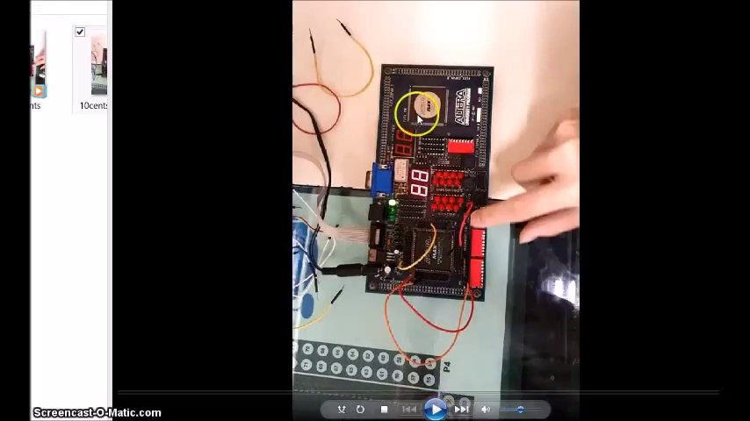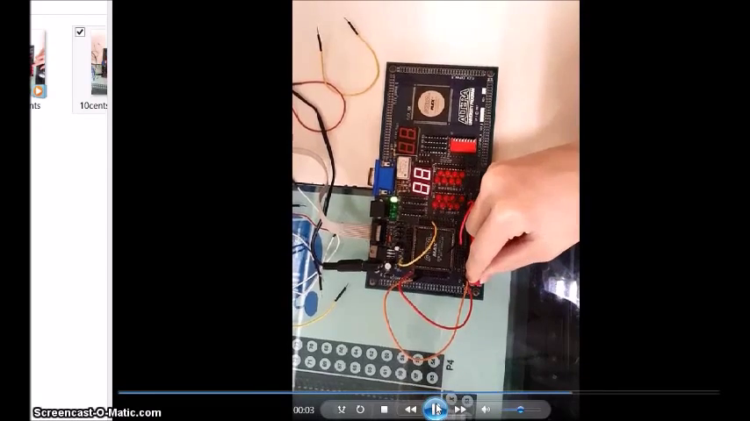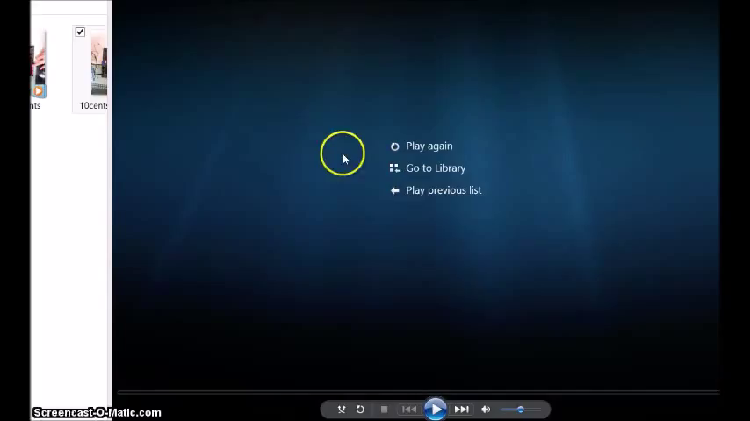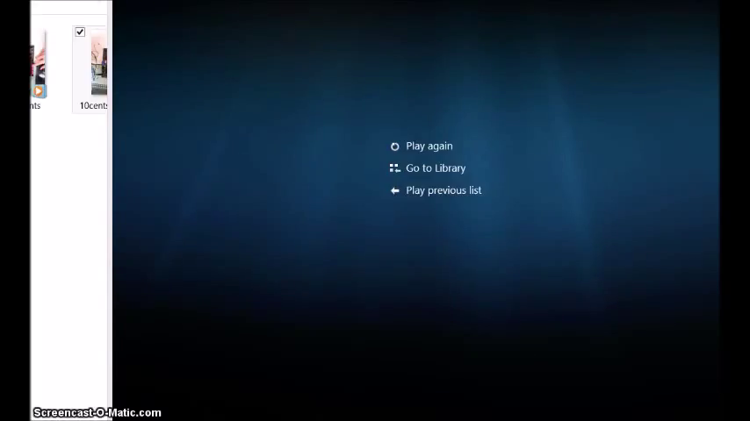The next one that I'm about to show you is another scenario, where we put in 10 cents and 5 cents, which is A and B. This is A, and this is B, which is 15 cents, which is why the LED lights up. Okay, and this is the end of our project presentation. Thank you for your attention.